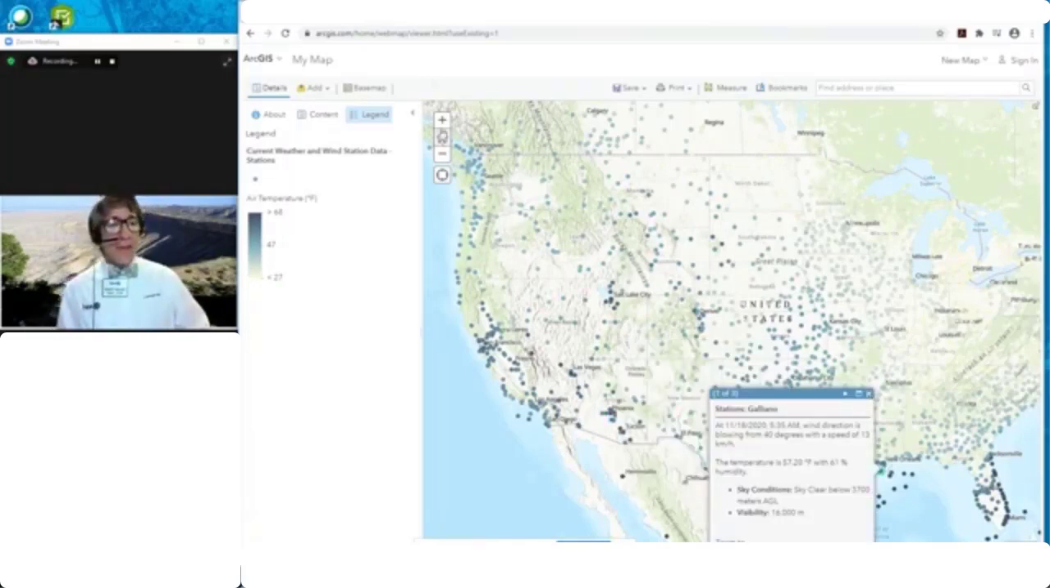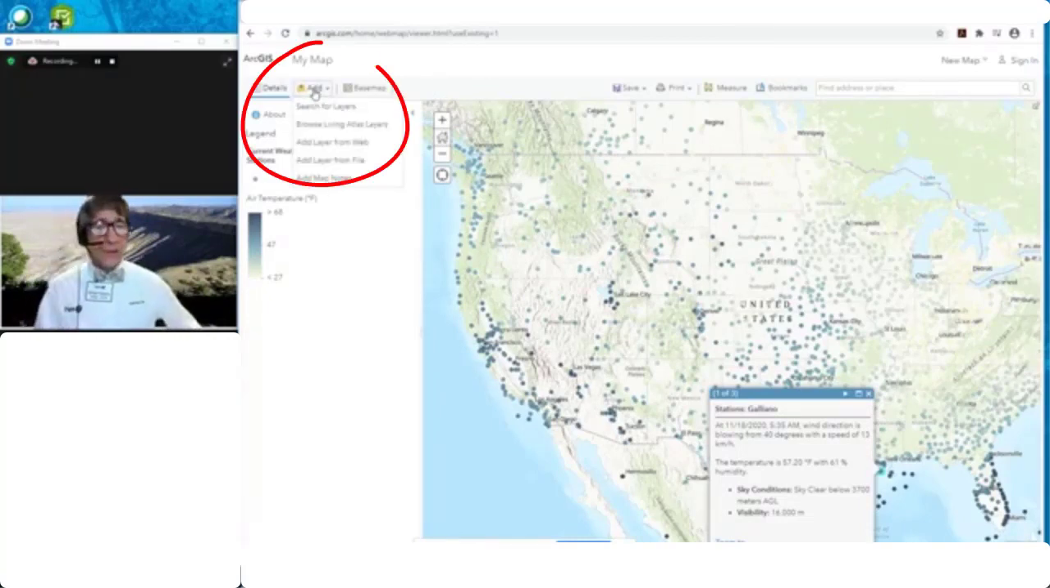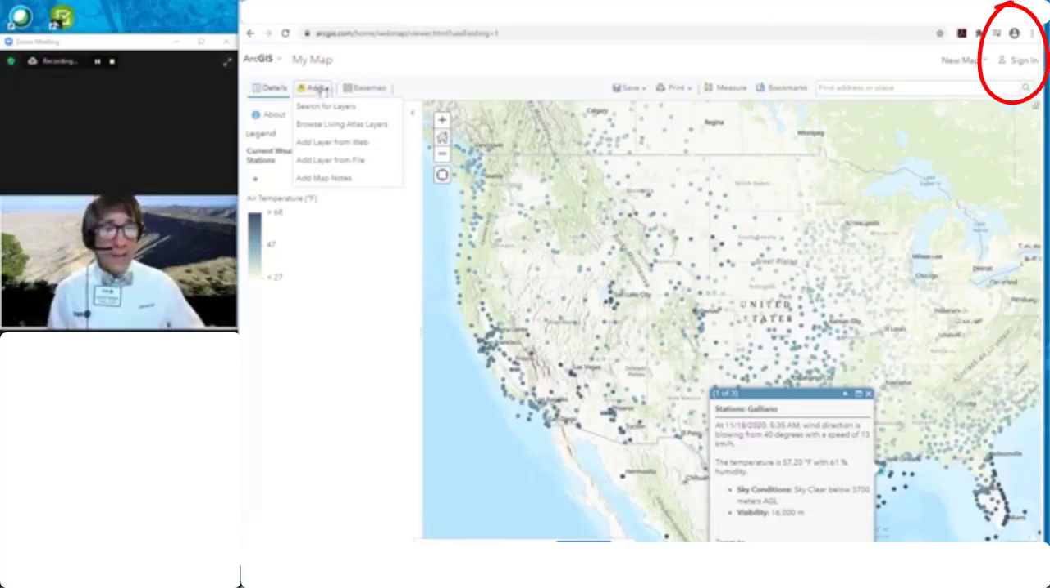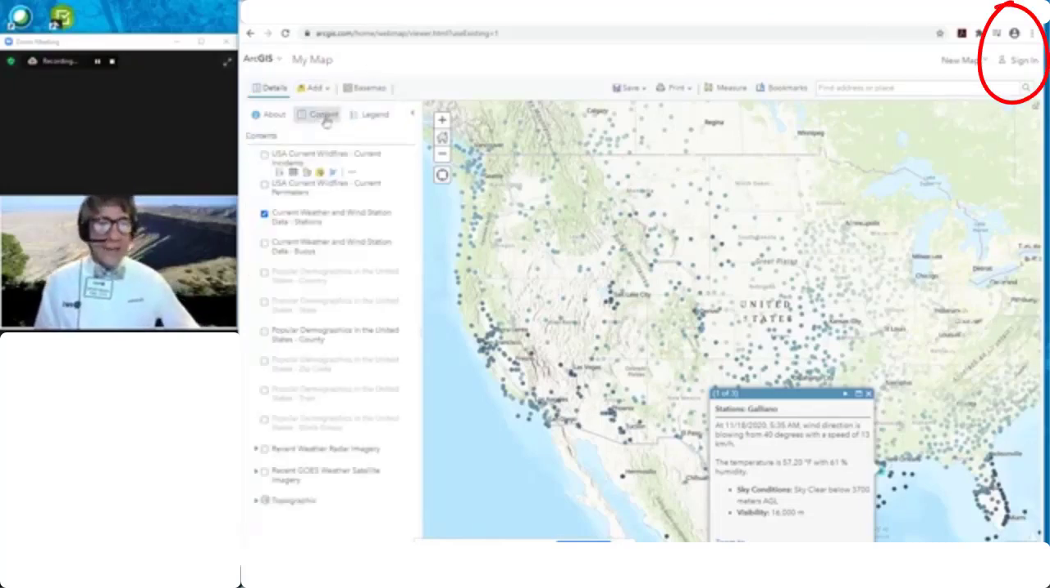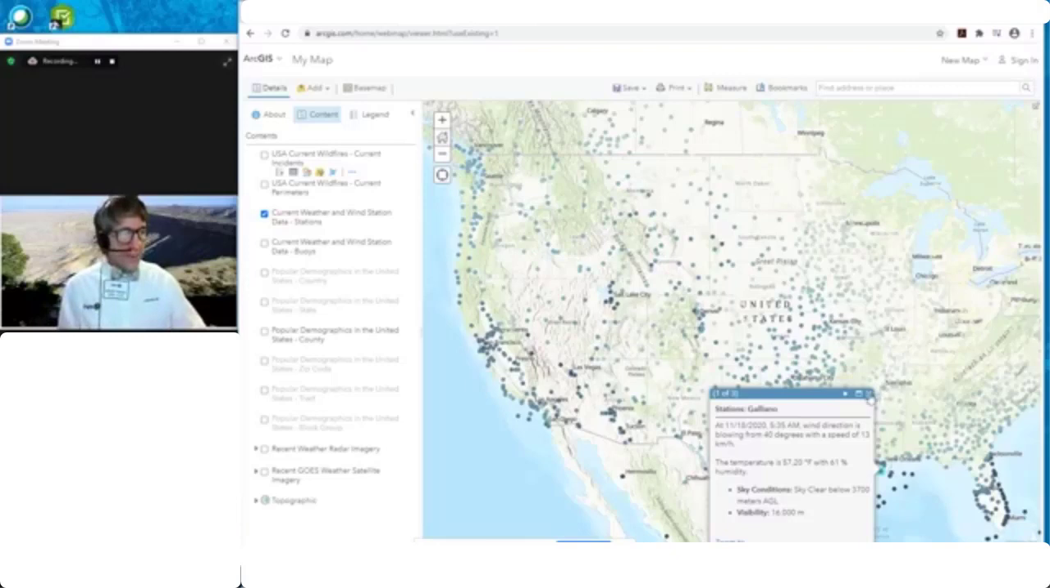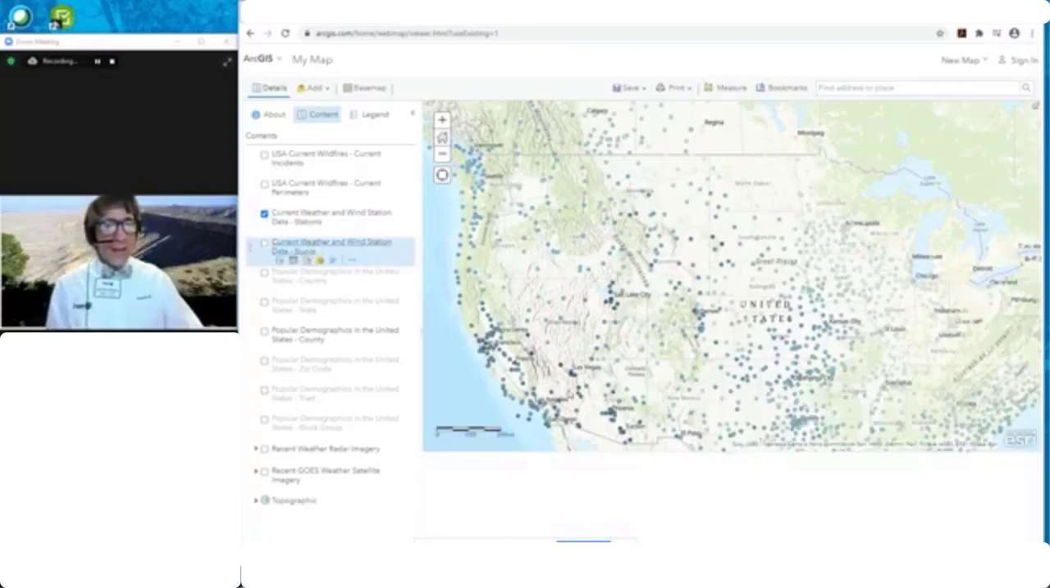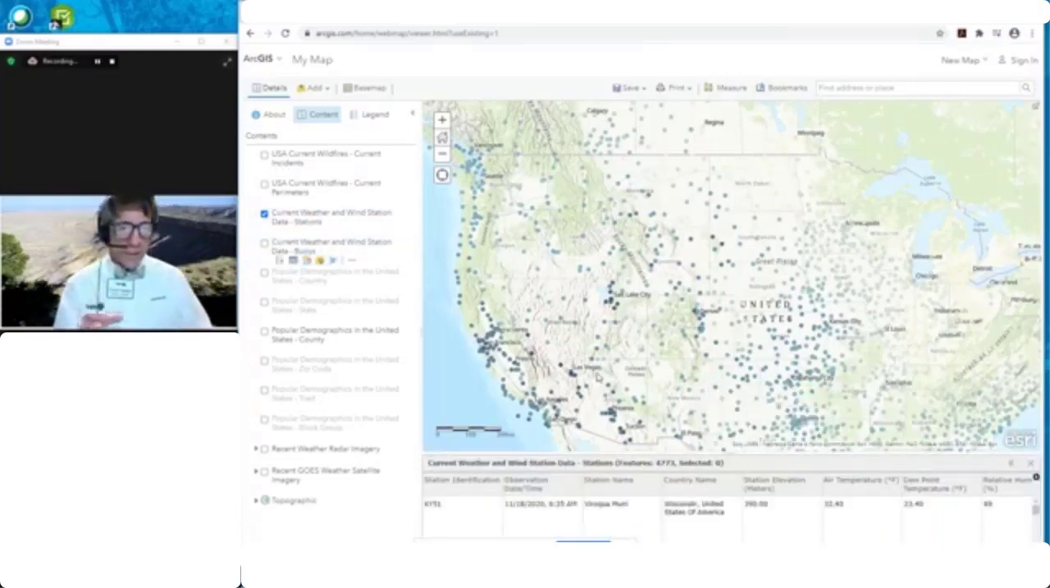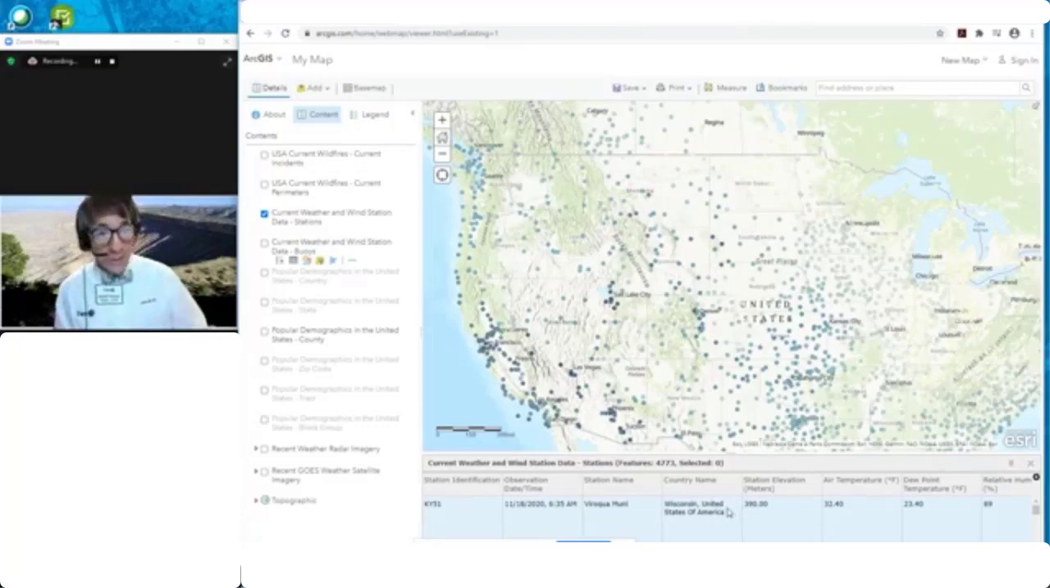How did I make this? I added the weather data in ArcGIS Online with this Add button. I searched for layers and I added current weather. It's as easy as that. Notice in the upper right, I'm not even signed in, but this illustrates what a GIS actually is. The map part is here. Then there's a table of data behind the map. The map part is the G part of GIS. The table of data is the I part of GIS.